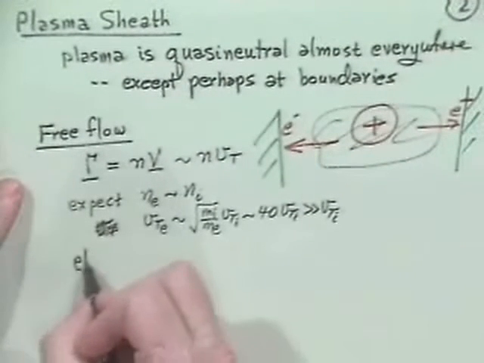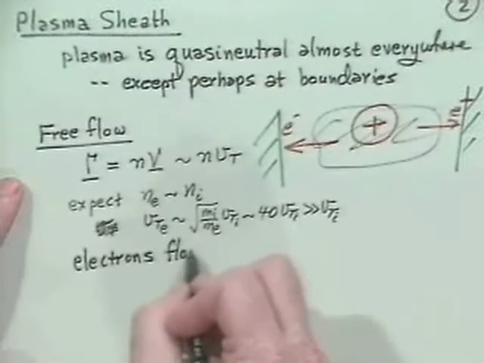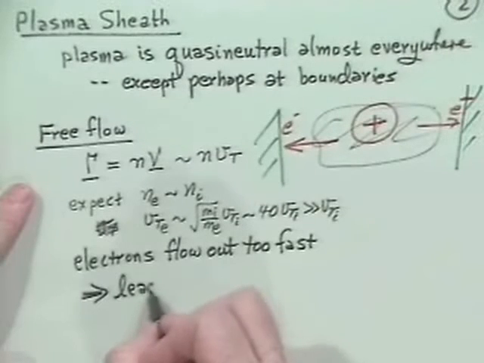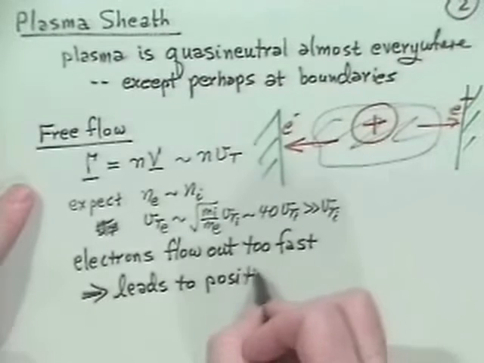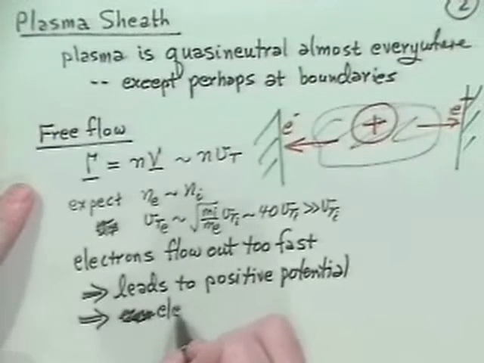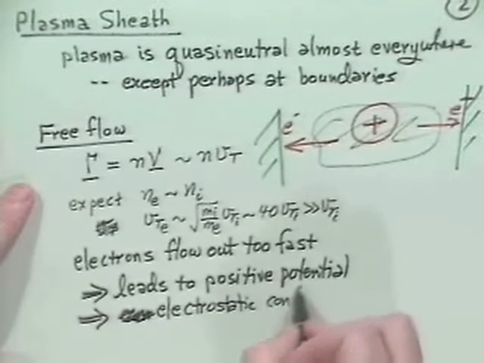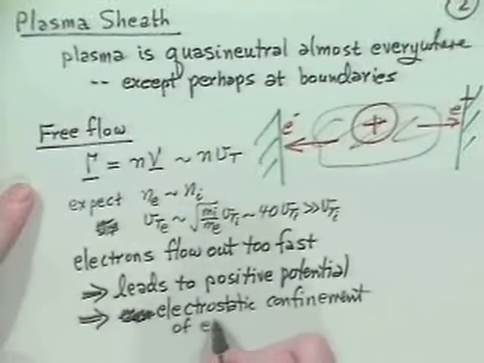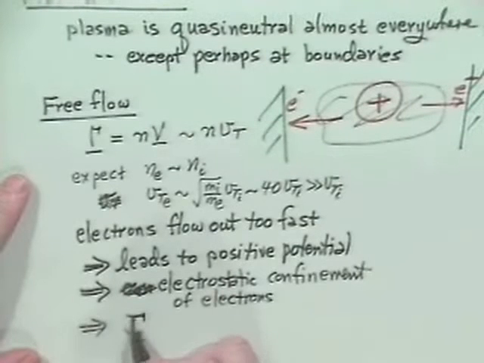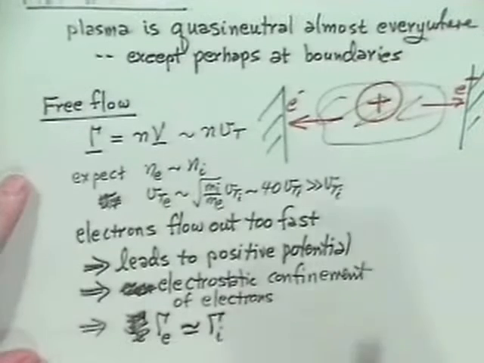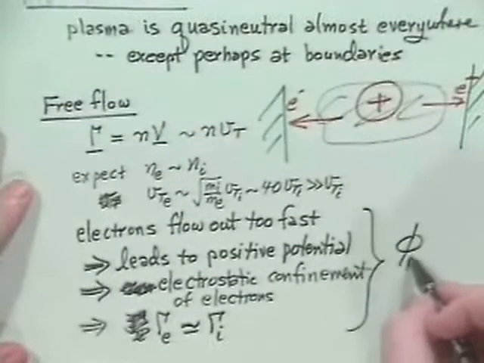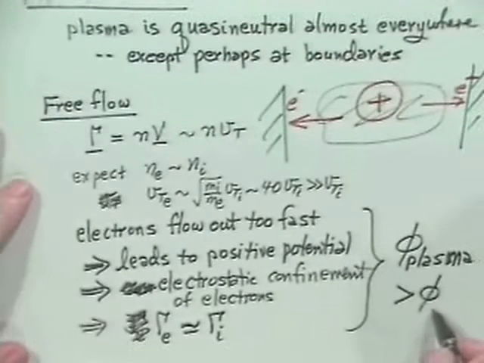So the idea is then electrons flow out too fast, and this leads to positive potential. And this leads to confinement, electrostatic confinement, of electrons, which builds up to just have the electron current to the wall, or I should do it in terms of gamma E, approximately equal to gamma I. Now, all of this leads to a phi in the plasma greater than the potential of the wall.